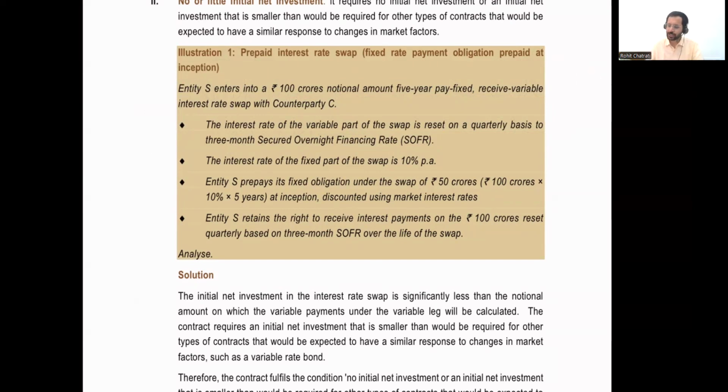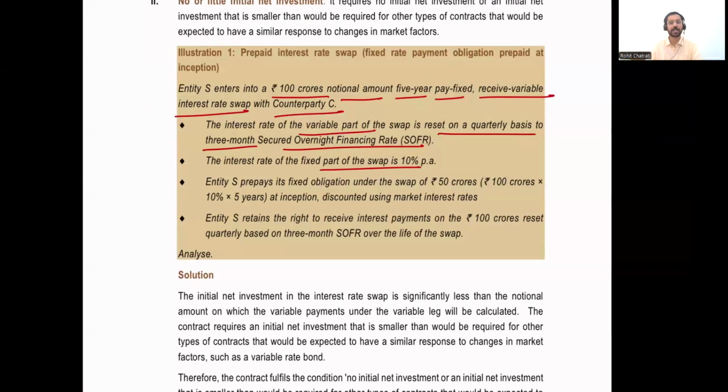Let's now look at illustration number 1. Entity S enters into a 100 crores notional amount, 5-year, pay fixed and receive variable interest rate swap with counterparty C. The interest rate of the variable part of the swap is reset on a quarterly basis to 3-month secured overnight financing rate. The interest rate of the fixed part of the swap is 10%.